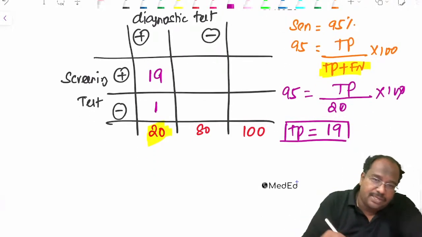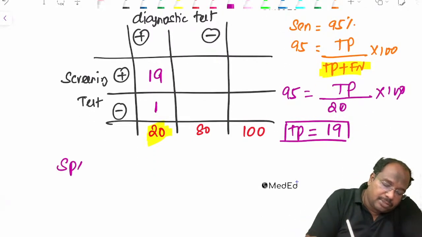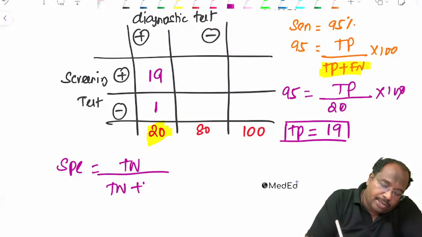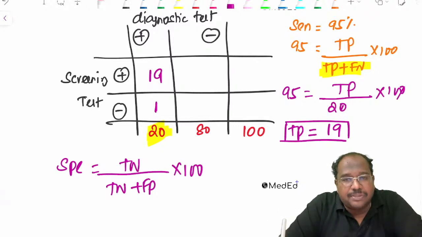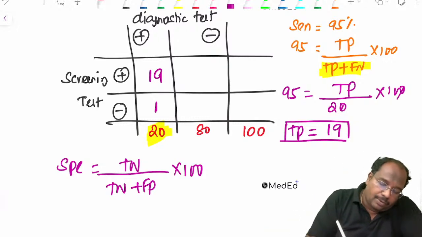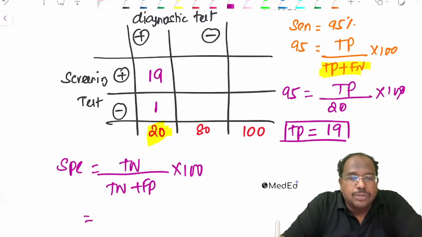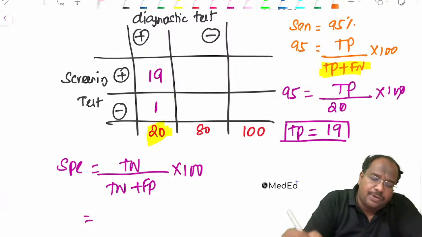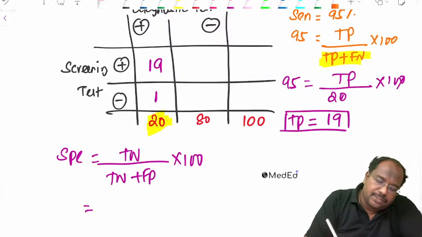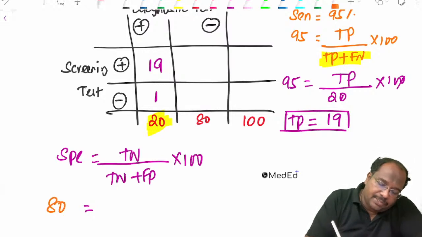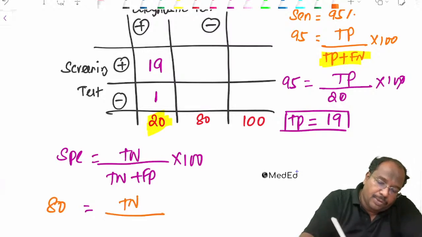What is the formula we said for specificity? Specificity is true negatives by true negatives plus false positives, multiplied by 100. Now what is the value here? True negatives is how much? That's what we have to find out. Specificity is 80%. True negative, what is this one?